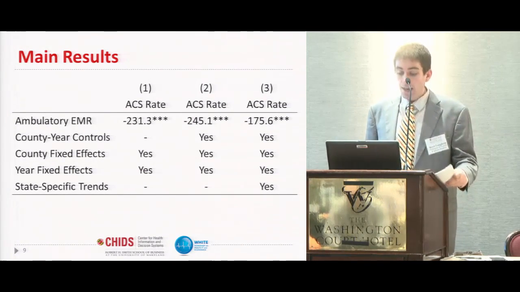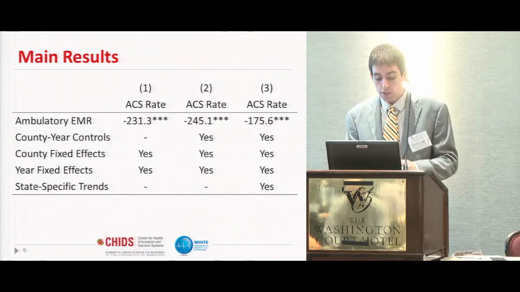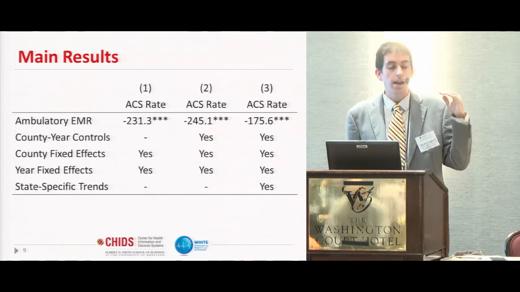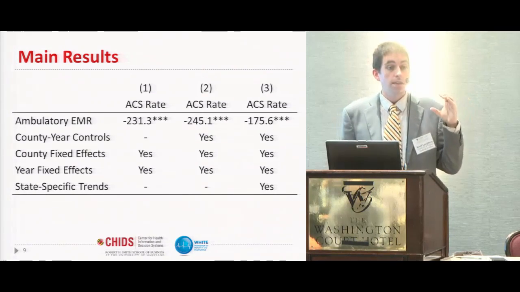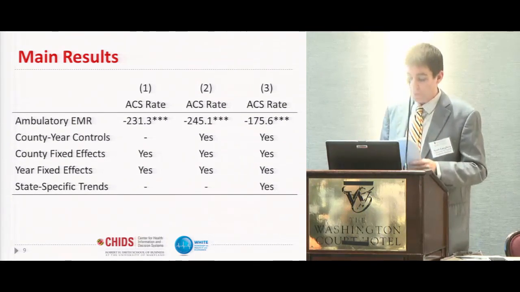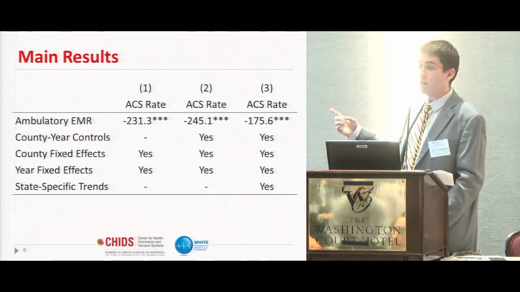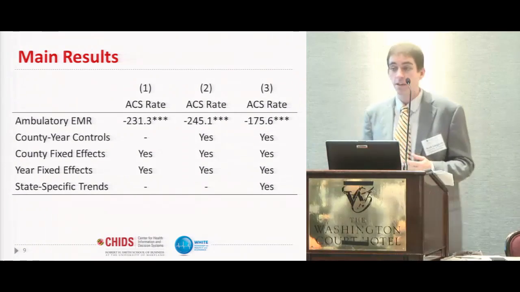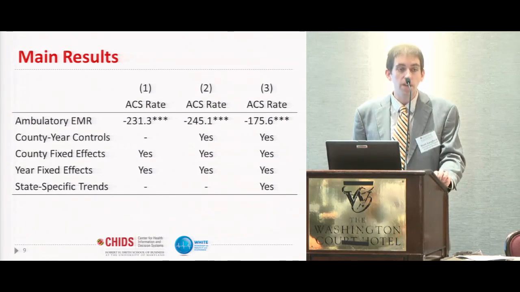So these are our main results. In each, the outcome is the ACS hospitalization rate. In the first column, the point estimate means that for an increase in ambulatory EMR adoption in a county of 0.45, which is the mean increase we observe over the sample period, the ACS hospitalizations in that county fall by 104 per 100,000, which is about a 1.6% decrease. Column 2 includes county year controls, and that's our preferred specification. And column 3 shows that the result is robust to the inclusion of state-specific linear time trends. In each of these, by the way, our sample consists of about 2,500 counties.